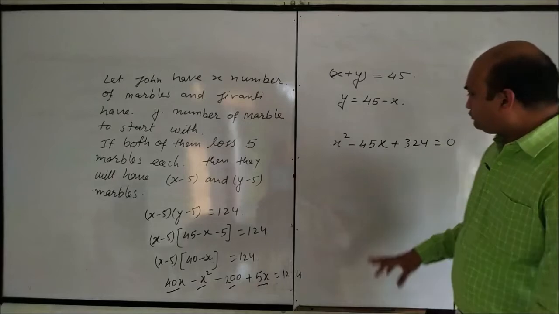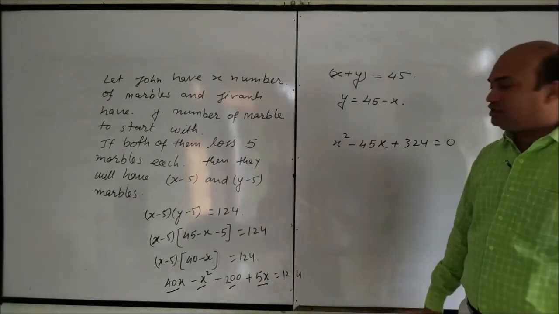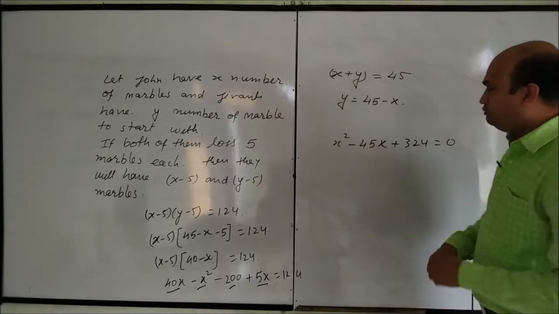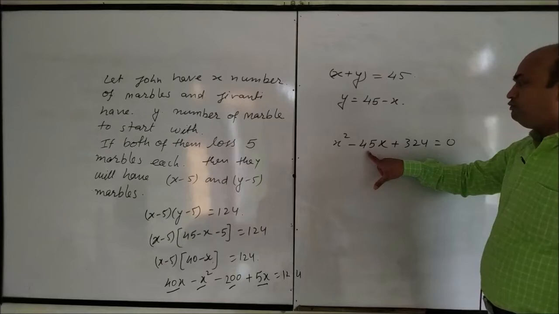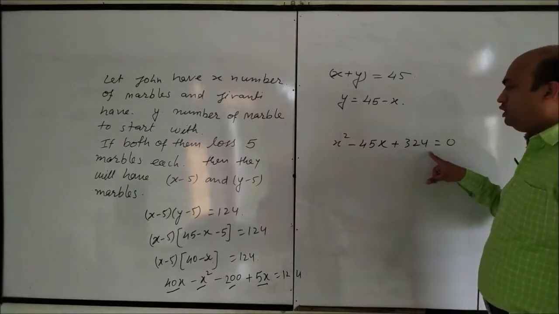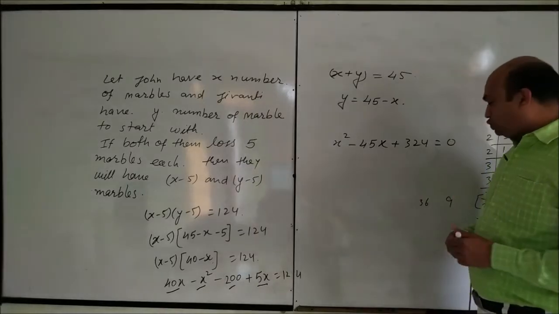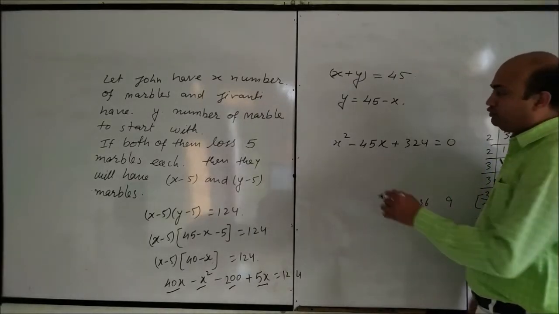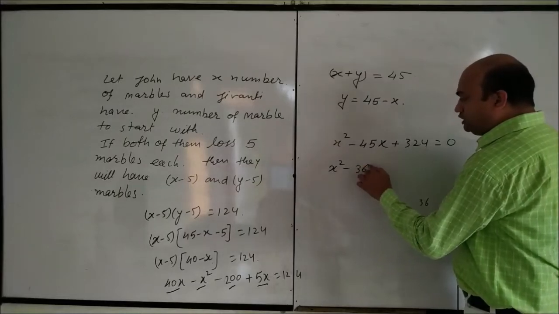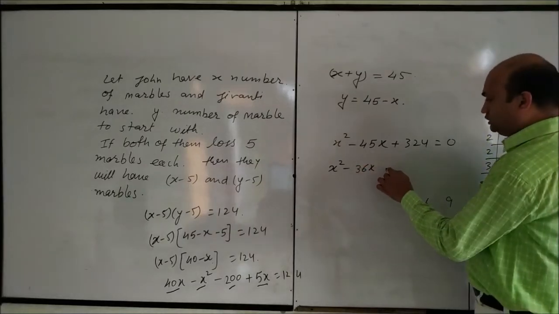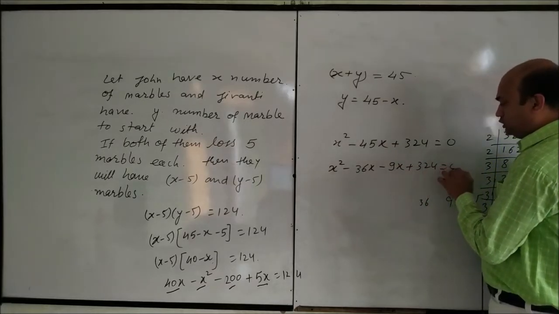To solve this quadratic equation, we use the factorization method. We split the middle term. We should have two numbers whose product should be 324 and sum should be 45. Such two numbers are 36 and 9. We can write x square minus 36x minus 9x plus 324 is equal to 0.